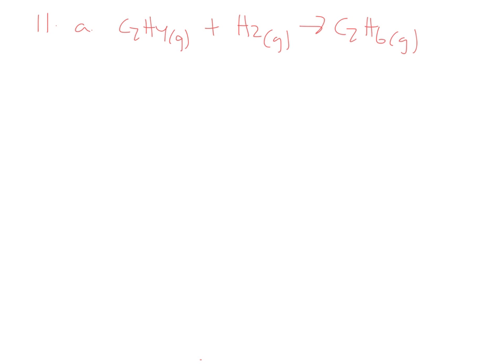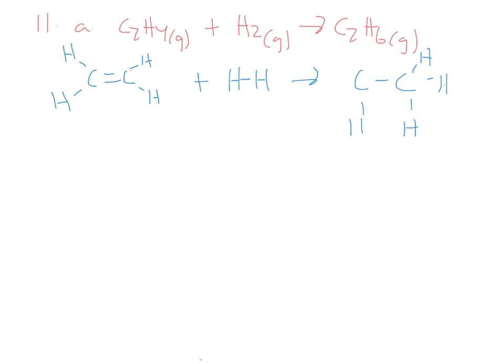So in A, it says calculate the enthalpy using the average bond enthalpies given in your data table. So first of all, I have to realize that C2H4 is going to be a double bond between the carbons. Hydrogen's going to have a single bond. And then because that double bond gets broken, my product is going to have just a single bond between the carbons and the 6 CH bonds.